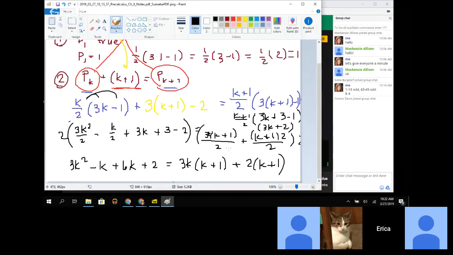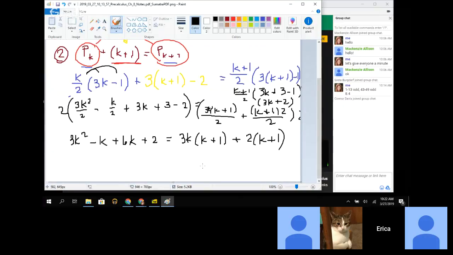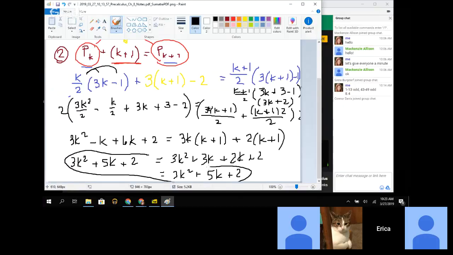All right, so should I keep going? You want to see if it works out? Or you guys believe me? 3k squared plus 5k plus 2 equals 3k squared plus 3k plus 2k plus 2, which equals 3k squared plus 5k plus 2. So there we go. It equals each other. So we can prove by mathematical induction that those are true.